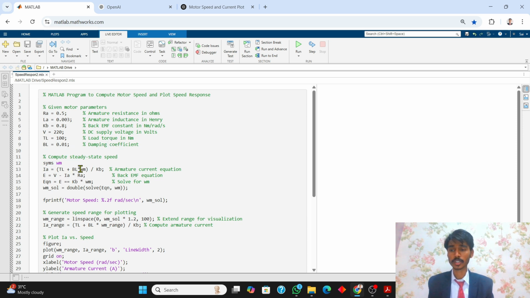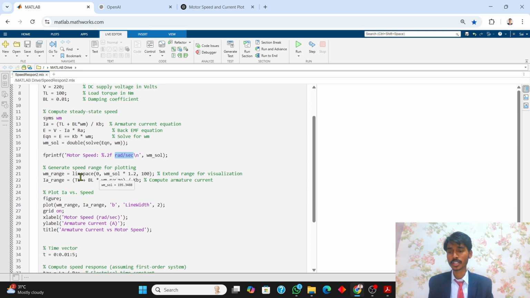Now for the steady state speed, omega m, we use the armature current equation and the back EMF equation. The armature current equation is given as IA is equal to load torque plus the damping constant times omega, divided by the back EMF constant, and the back EMF equation is E is equal to V minus IA times RA. Now we solve the equation for omega m. The output motor speed is calculated in radian per second.